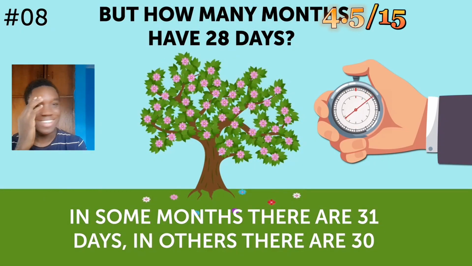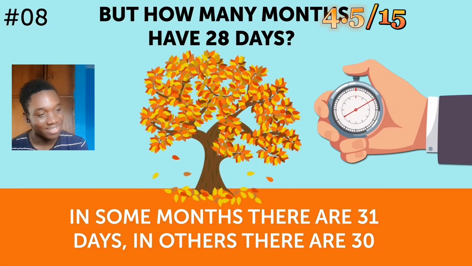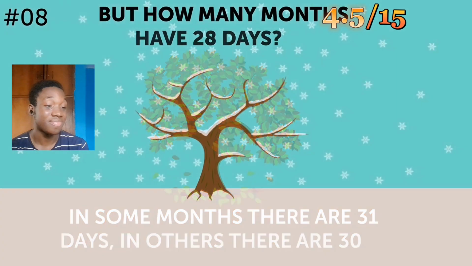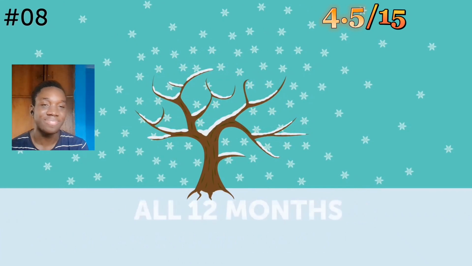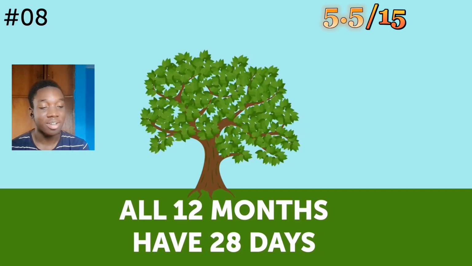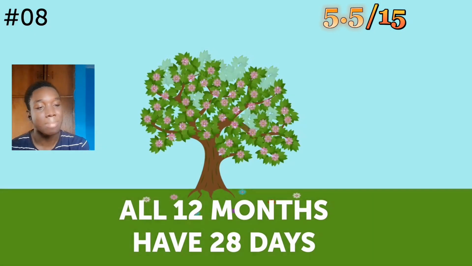All the months. You can't get me right there. So, is it just one? February, right? Nope. The answer is actually 12. All 12 months have 28 days. Press the like button if you got that one.